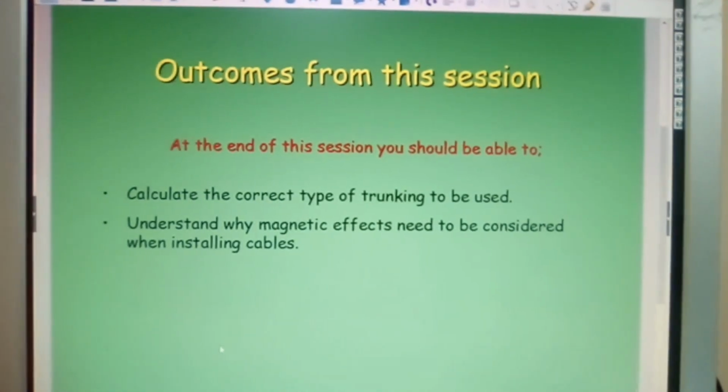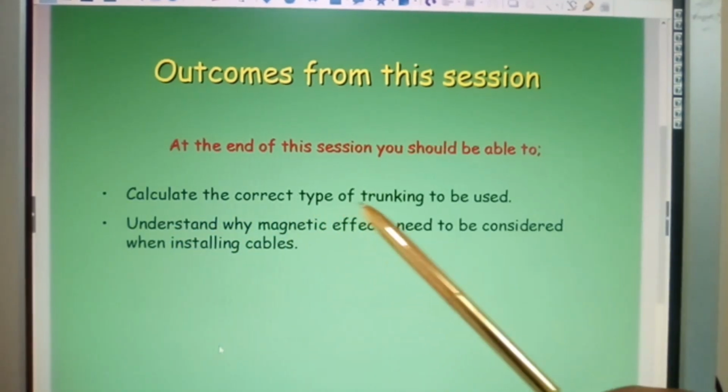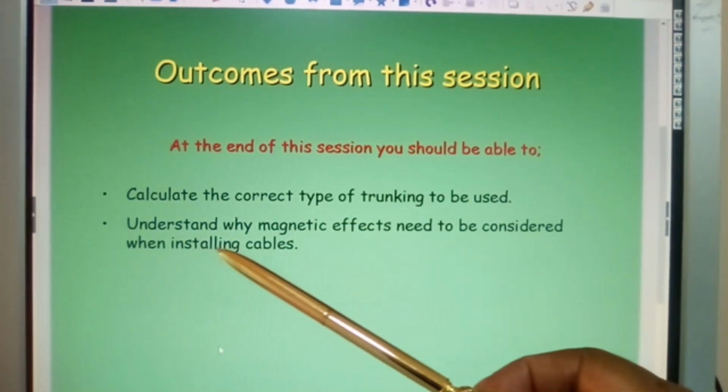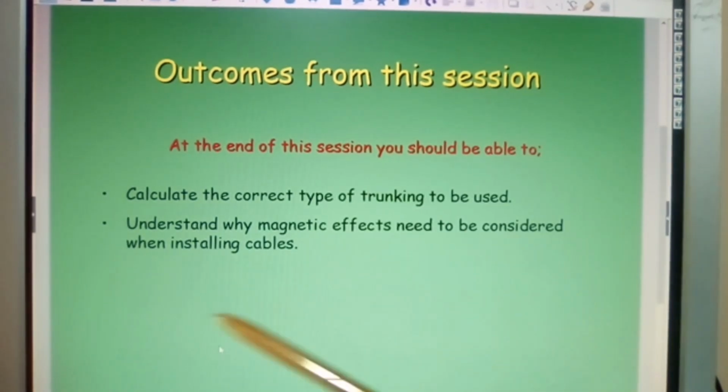Outcome from this session. At the end of this session, you should be able to calculate the correct type of trunking to be used, understand why magnetic effects need to be considered when installing cables, okay?